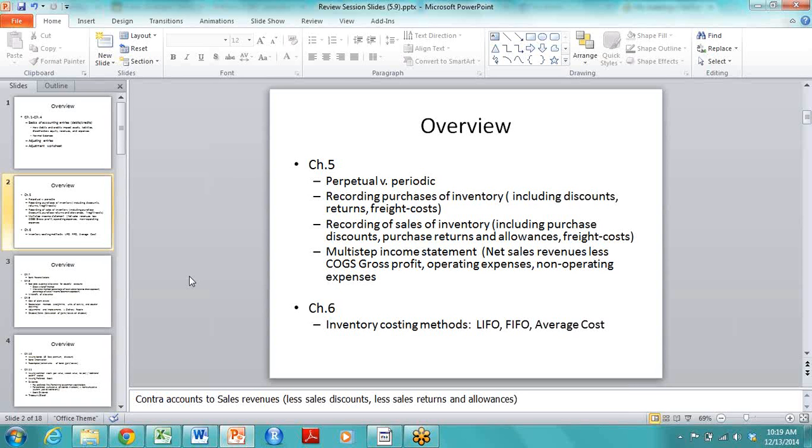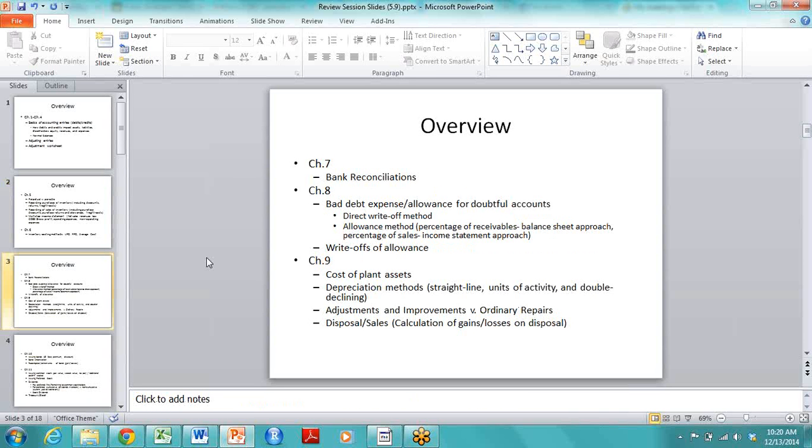And just knowing how to calculate any of those pieces, be it the average cost of the inventory given the information provided, or, like I said, ending inventory or cost of goods sold. So that kind of covers, I think, Chapter 6. I think that's the biggest concepts in Chapter 6.